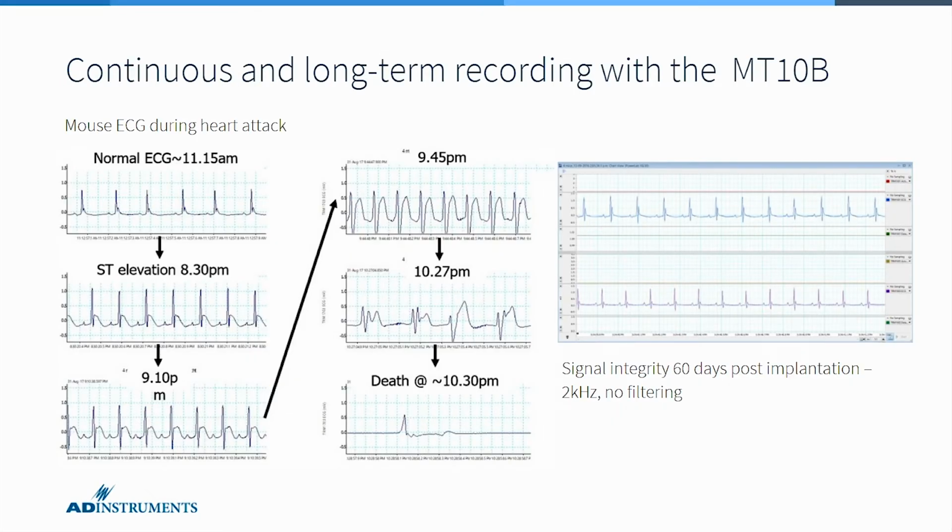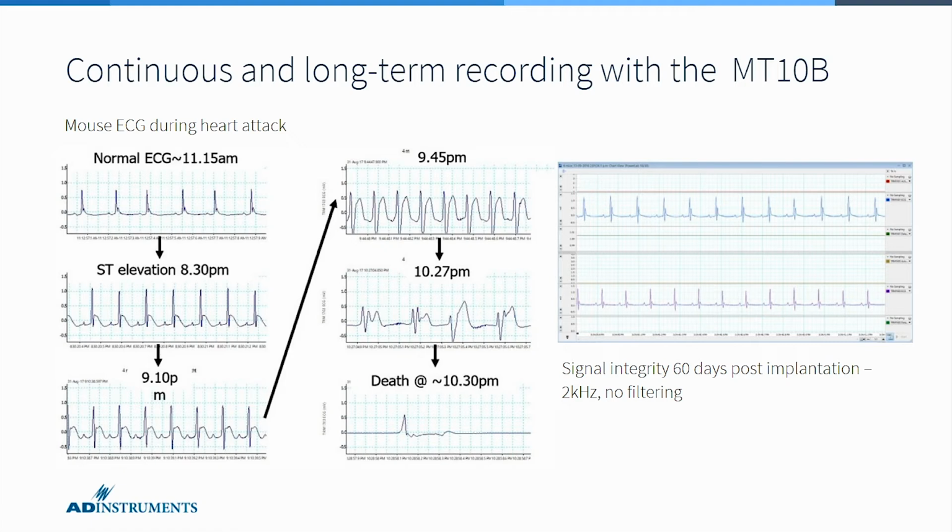And the real benefit of being able to record continuously means that, as I've said, you can track spontaneous activity. An example of this here is an unfortunate event where a mouse implanted with an ECG telemeter suffered a myocardial infarction as a result of the experiment that it was undergoing. But what you can see is that you were able to track the development of the MI over the course of an entire day. So in the morning, the ECG waveform was pretty normal. There was some development a bit later on in the day in the evening, and then over a 2-hour period, the whole event was captured right up until the point of death.